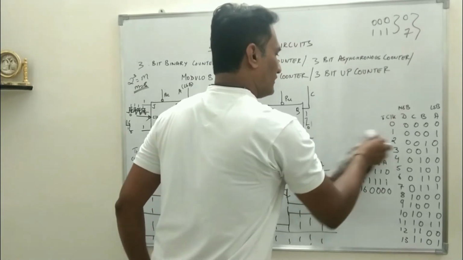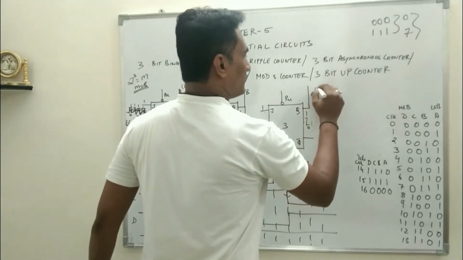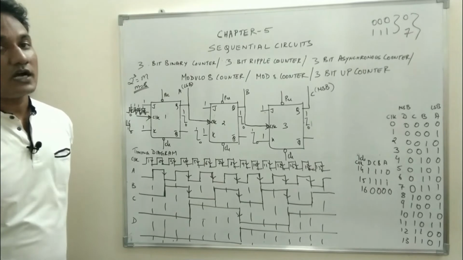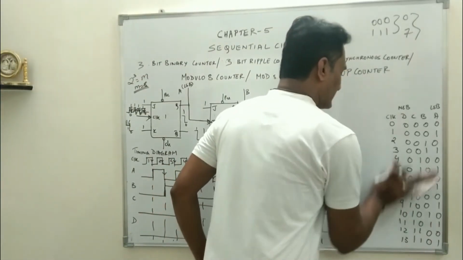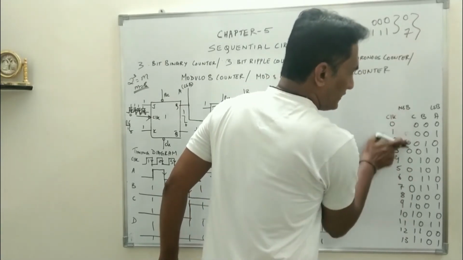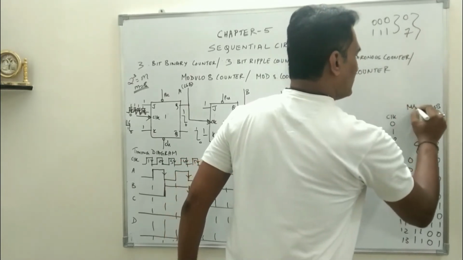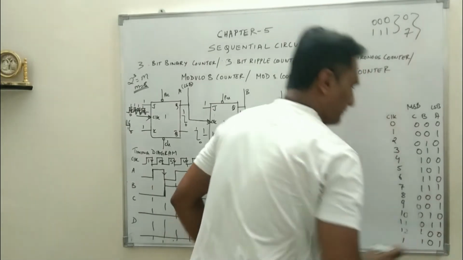We don't need the 4th flip-flop. So now C will become your MSB, right? Now how will the count start? D is not there, so D will be removed. D will not be your MSB. So now C is your MSB, so the count of D will not be there.